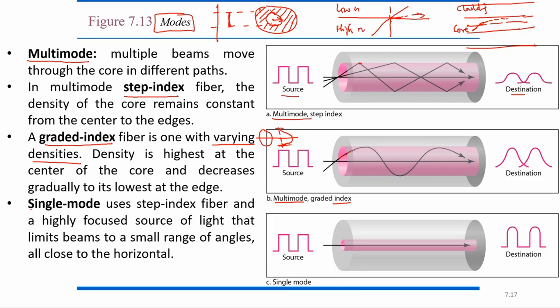Another type of transmission in optical fiber is single mode. It basically uses the step index type of fiber. Step index means there will be a constant refractive index, or constant density, throughout the core. But here you can see in the figure, it has a higher diameter.